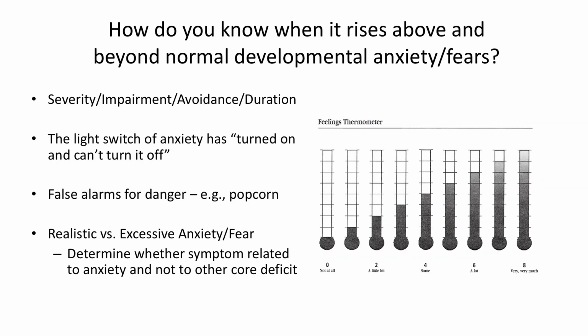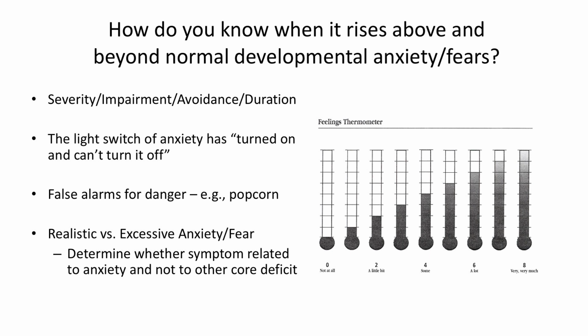So then there becomes a point for some people when this anxiety, which is a normal emotion, rises above and beyond what is typical. And some factors that we consider when we're trying to figure this out are, one is the severity. So how severe is it? How scared or anxious is the child in the situation? How much impairment is there? Is it causing a lot of interference in their life, preventing or stopping them from doing things they need to do? Avoidance. So are there certain things the child or the person can't do because of the anxiety?